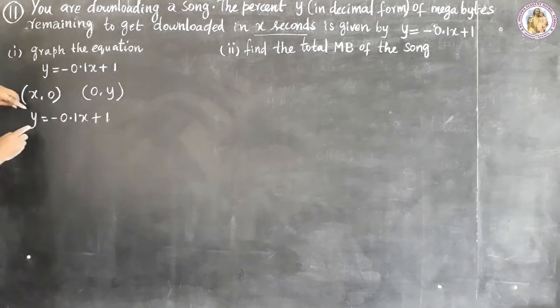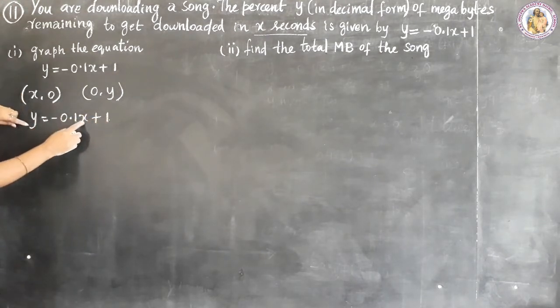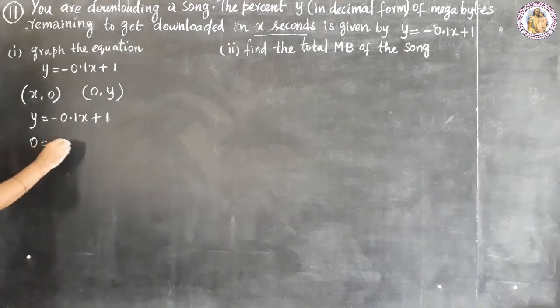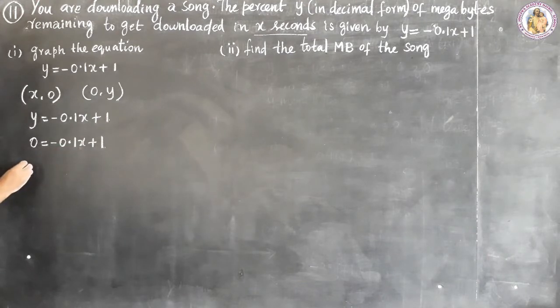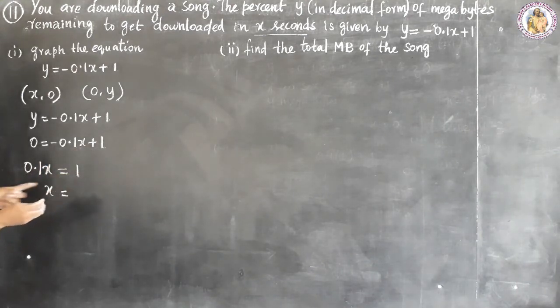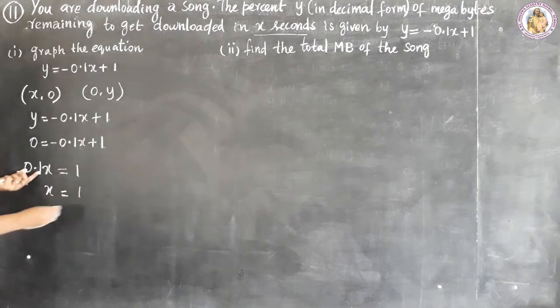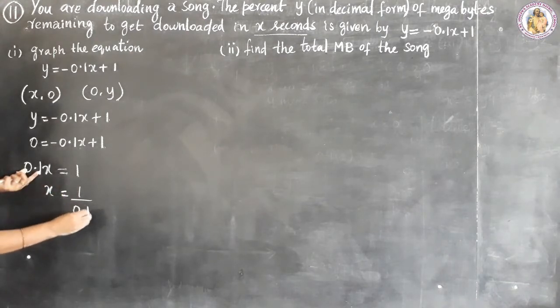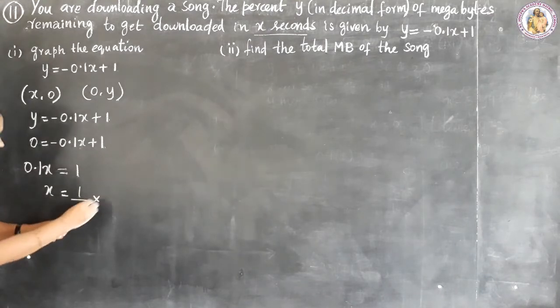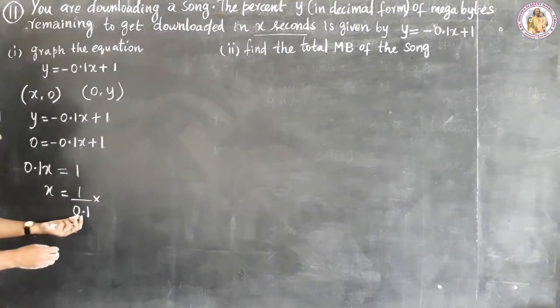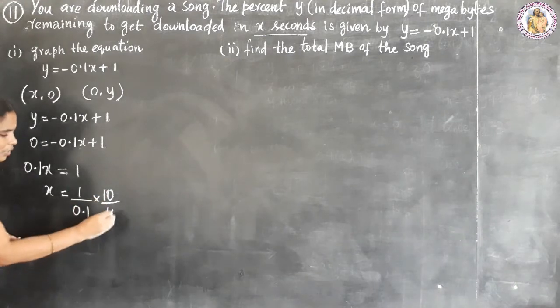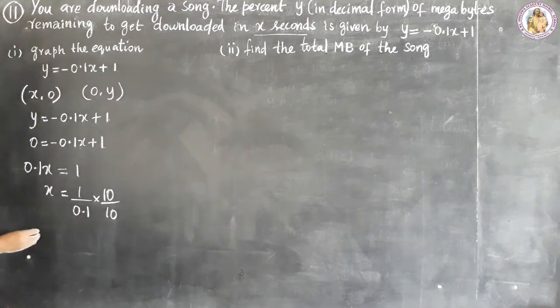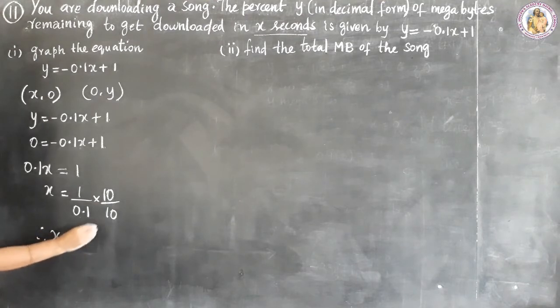To find the value of x, y is equal to 0. So 0 is equal to minus 0.1x plus 1, and take minus 0.1x to the left side. So it becomes plus 0.1x is equal to 1. So now x is equal to 1 over 0.1. Here it is multiplication, while it goes there it becomes division. Since we have a decimal place, both numerator and denominator are multiplied by 10. Therefore x is equal to 10.